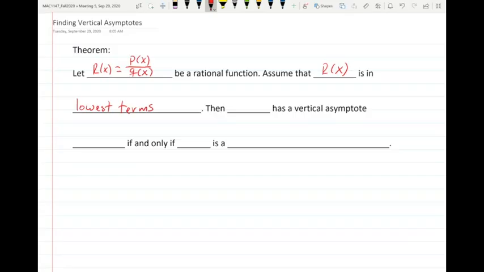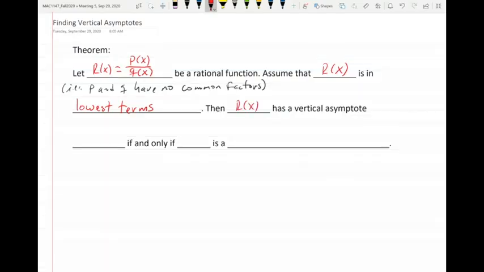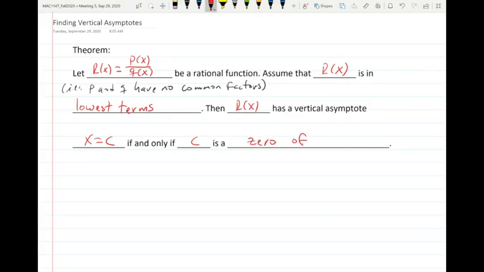What I mean by this is that p and q have no common factors. If they have, you need to simplify before you use this theorem. Then the function r has a vertical asymptote x equals c if and only if c is a zero of the bottom, if and only if c is a zero of q of x.